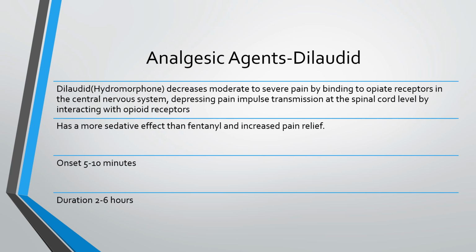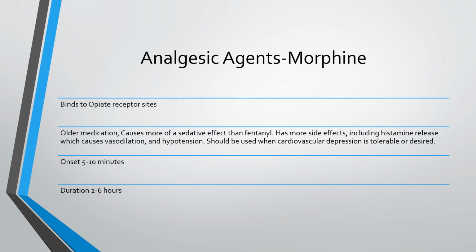Dilaudid, hydromorphone, decreases moderate to severe pain by binding opiate receptors in the central nervous system, depressing pain impulse transmission at the spinal cord level by interacting with opiate receptors. It has a more sedative effect than fentanyl and increased pain relief. Onset 5 to 10 minutes, a little bit longer. Duration 2 to 6 hours, a lot longer.